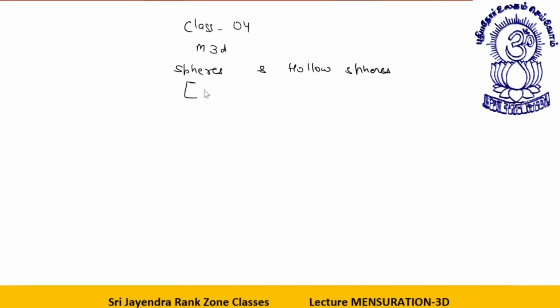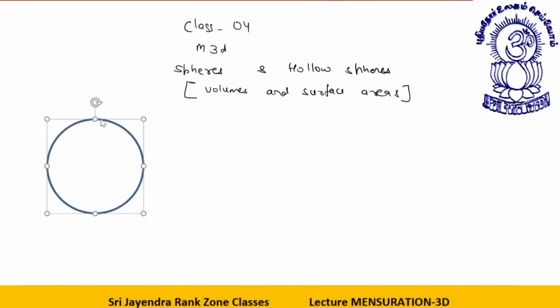In spheres we will be discussing their volumes and surface areas. Everything about this. Now, first things first, what is a sphere? Examples of a sphere are a lemon, a cricket ball, a tennis ball, whatever it is.